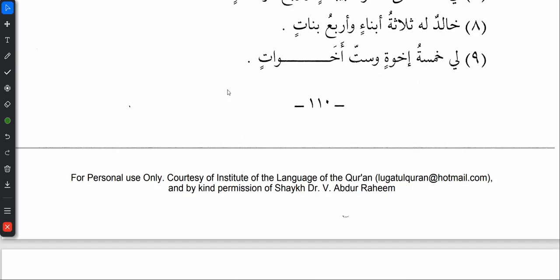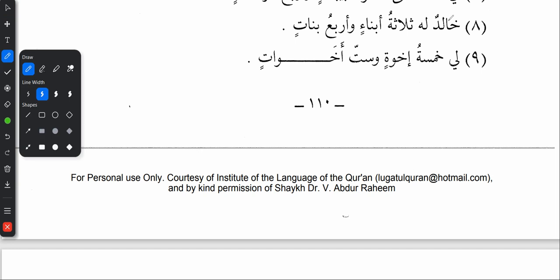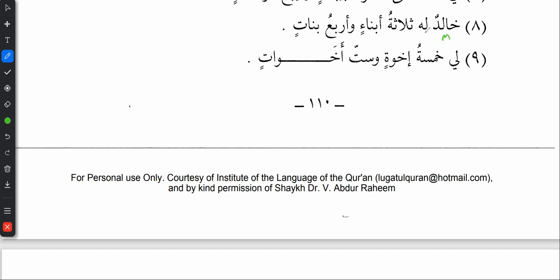Now in this number 8, we have Khalidun. Now we have our mubtada here. So this is our khabar continuing. Lahu thalathatu abna'in. Abna'in means sons. And this is plural, and its singular is ibn. Ibnun. ثلاثة أبناء وأربع بنات. So these are following because of the harf at. The harakas are the same.